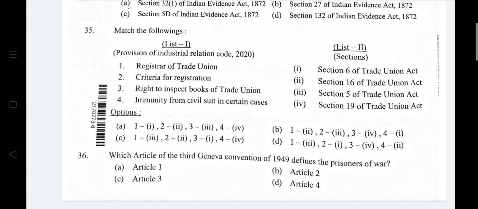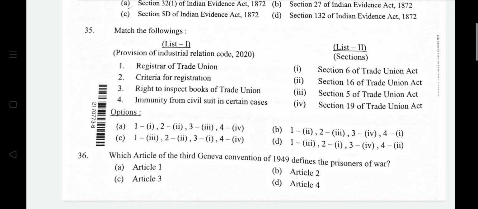It means the registrar of trade union is given under section 5 of Trade Union Act. Criteria for registration is given under section 6 of Trade Union Act. Right to inspect books of trade union is given under section 19 of Trade Union Act. Immunity from civil suit in certain cases is given under section 16 of Trade Union Act.